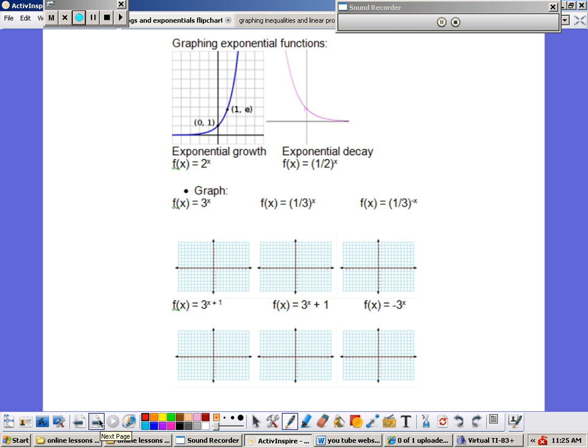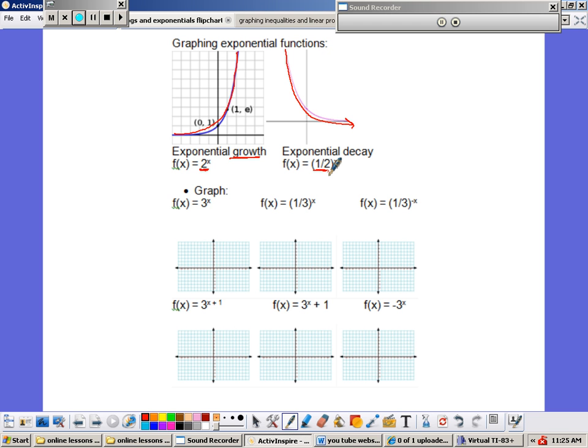Okay, graphing exponential functions. This is an exponential function. On the left-hand side, you have a growth. You see how it's rising? That's what an exponential growth looks like when it's rising like that. This is an exponential decay because it's falling. The difference is this is a 2 and this is a half.